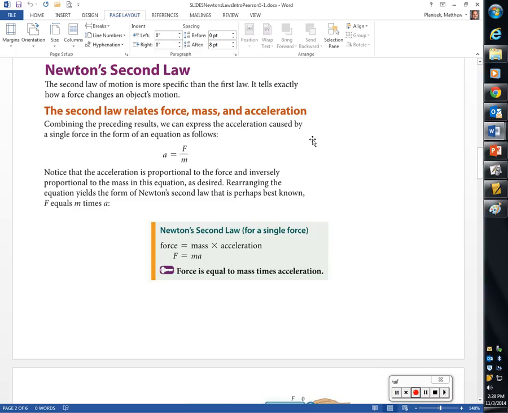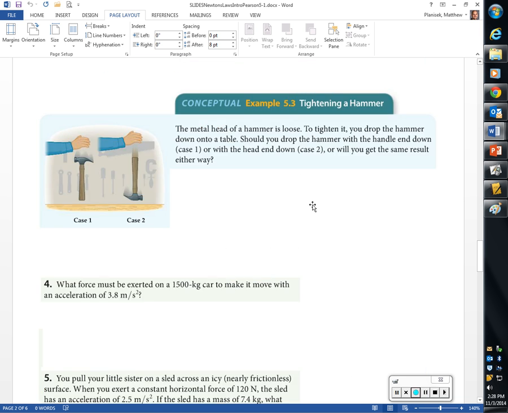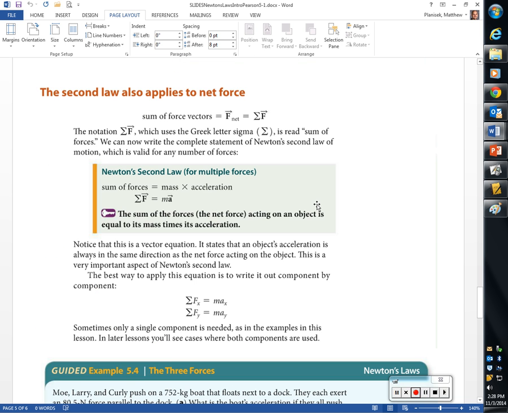The net force. And on page 5 of your packet, second law also applies to net force. We use the Greek letter sigma, sigma F, to represent the sum of the forces, or the net force. So Newton's second law, more generally, is stated as sigma F equals m times a, where the vector sum of the forces is equal to the mass times the acceleration. Good there? We will talk a lot more about that starting next week when we get into applications of Newton's second law.